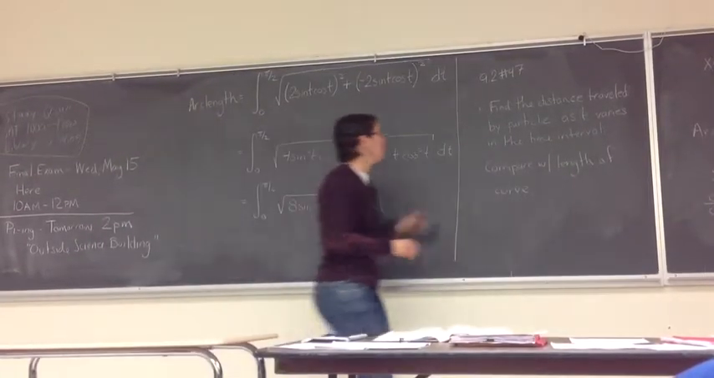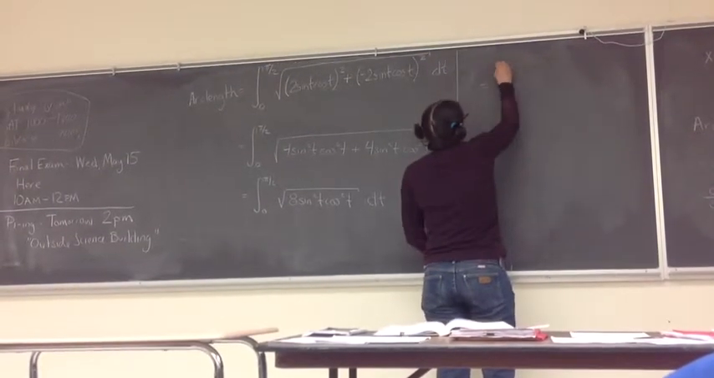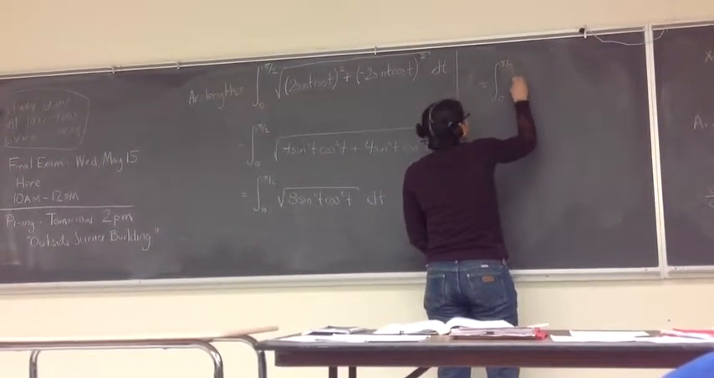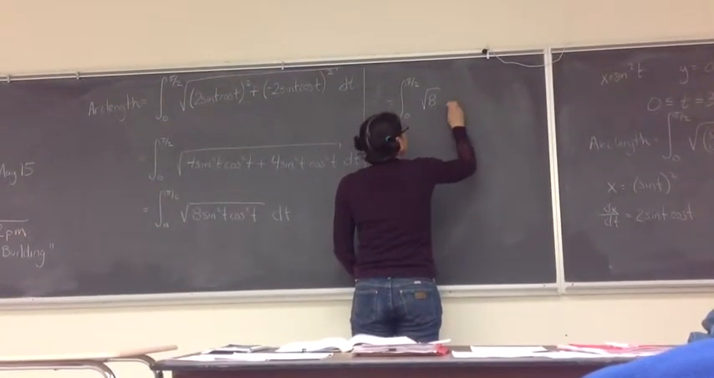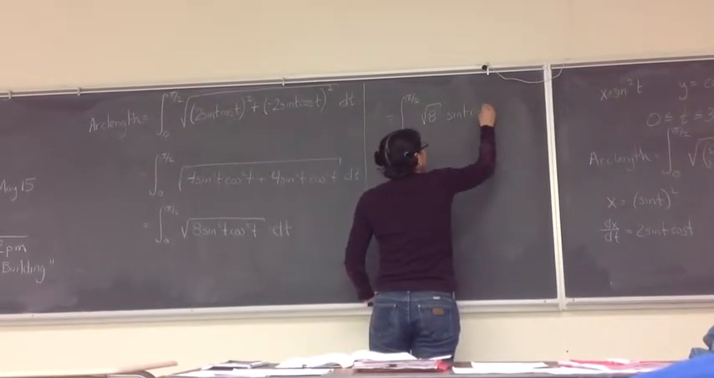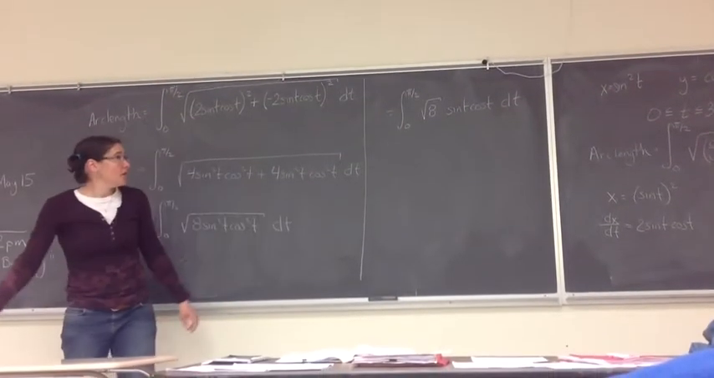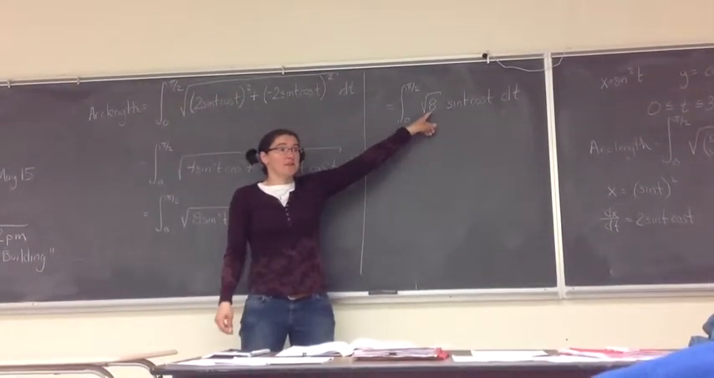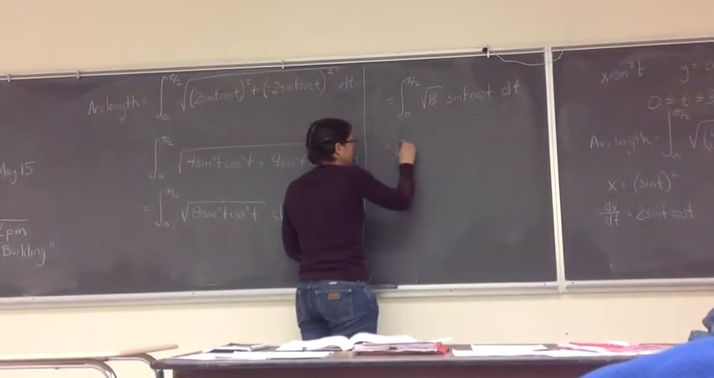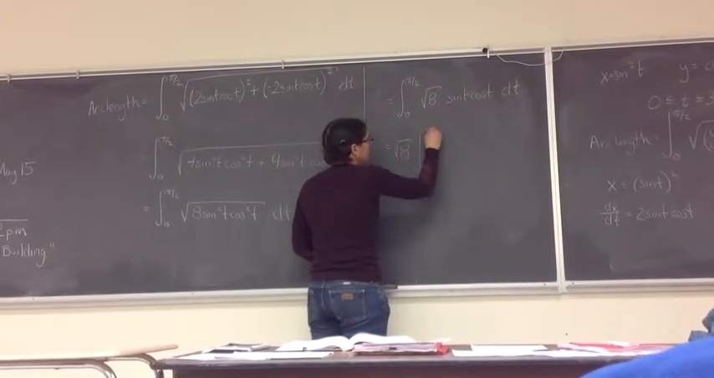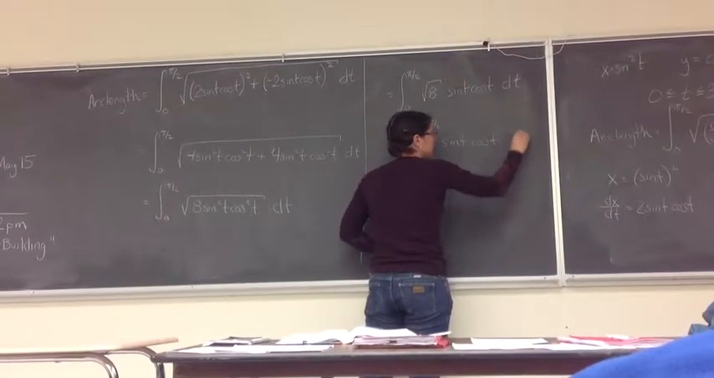And so we end up with the integral from 0 to pi over 2 of the square root of 8 times sine of t times cosine of t, and then I have a dt at the end. Now that I've done that, I can take this square root of 8 and pull it out in the front. So I've got square root of 8 times the integral from 0 to pi over 2 of sine of t times cosine of t dt.